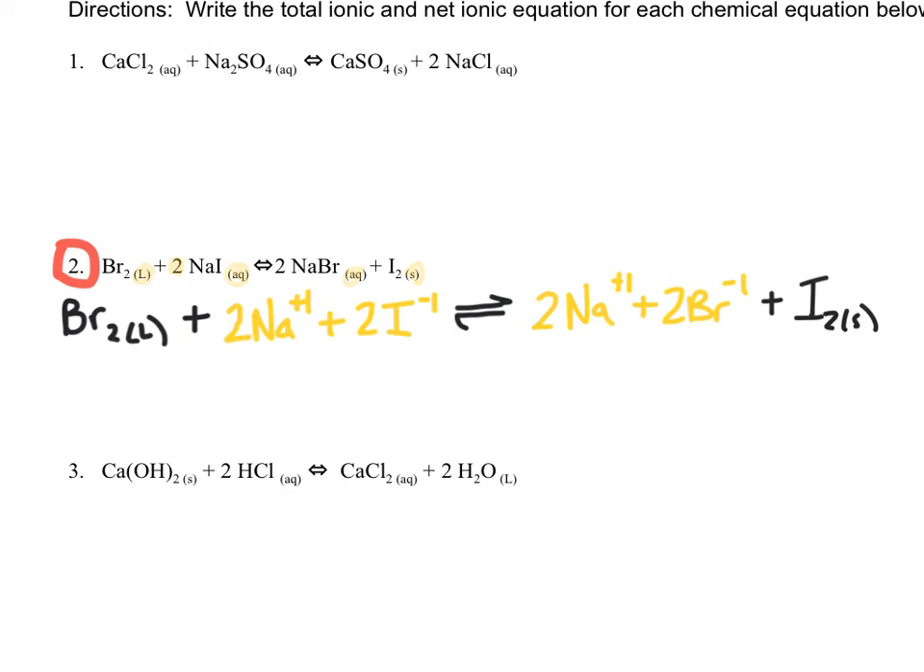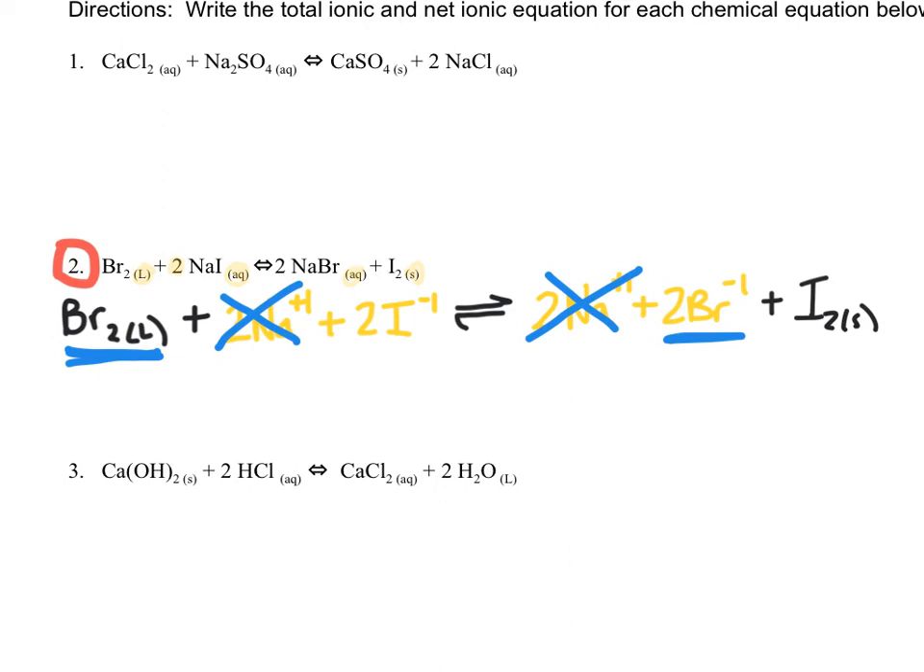So my next step would be to cancel out anything that's a spectator ion. A spectator ion is going to be present on both sides. So what ions do I see that are present on both sides? Just looking at my yellow ones here, I see I have 2Na on this side, 2Na on this side. Now I can't cancel my Br here because this is an ion, this is a liquid. They're not the same. They have to be the same.